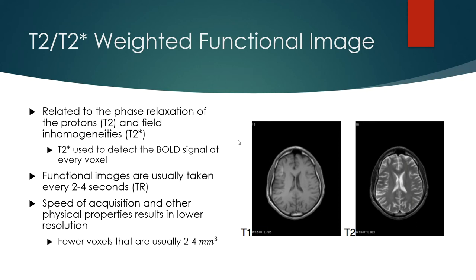There's differences between T2 and T2 star. T2 star is what's used to pick up the bold signal. T2 is usually used in like clinical settings. You don't necessarily have to know the difference between those. It has to do with inhomogeneities in the field, some complicated physics stuff.